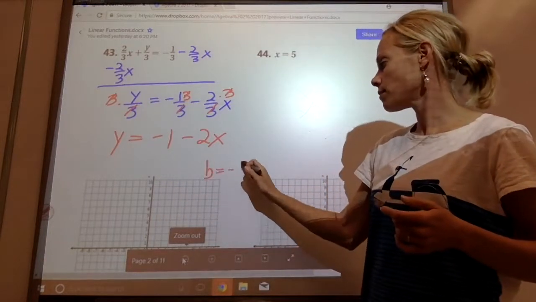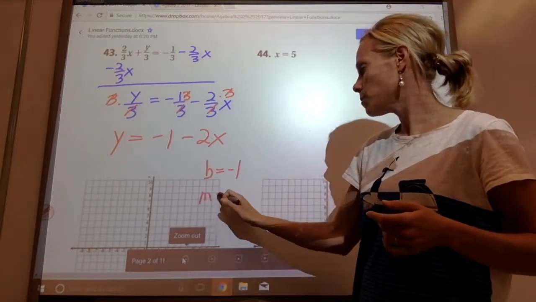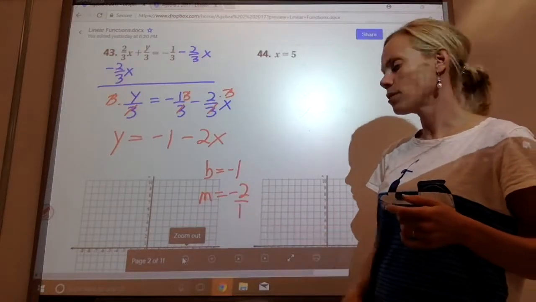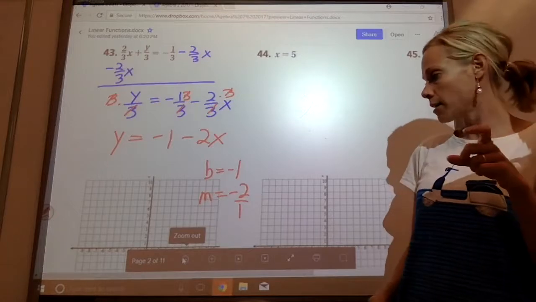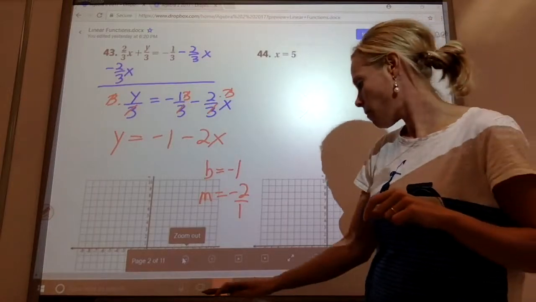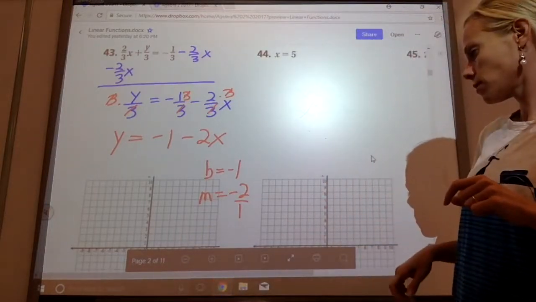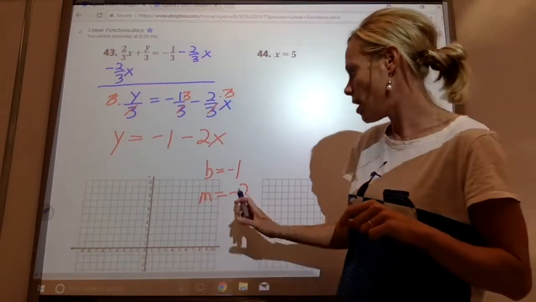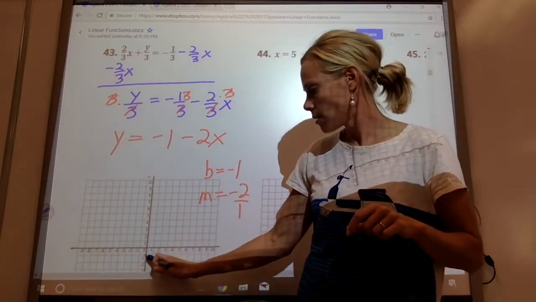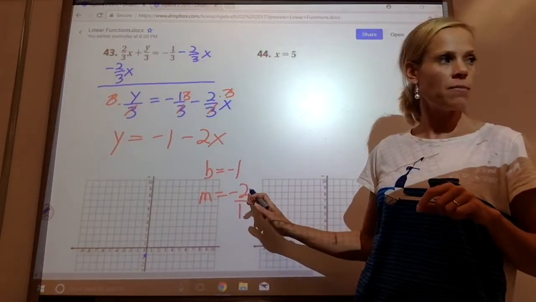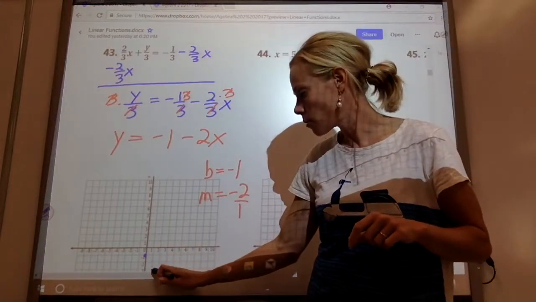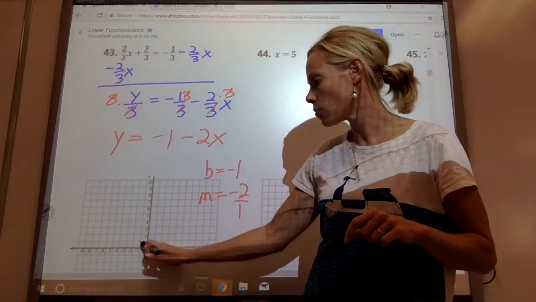My b is -1. My slope is -2 over 1. You can make anything into a fraction by putting it over 1. So what am I going to do? I'm going to go down 1 and then right 1, because negative means down. Down 1, right 1, or I can reverse it: up 1, left 1.